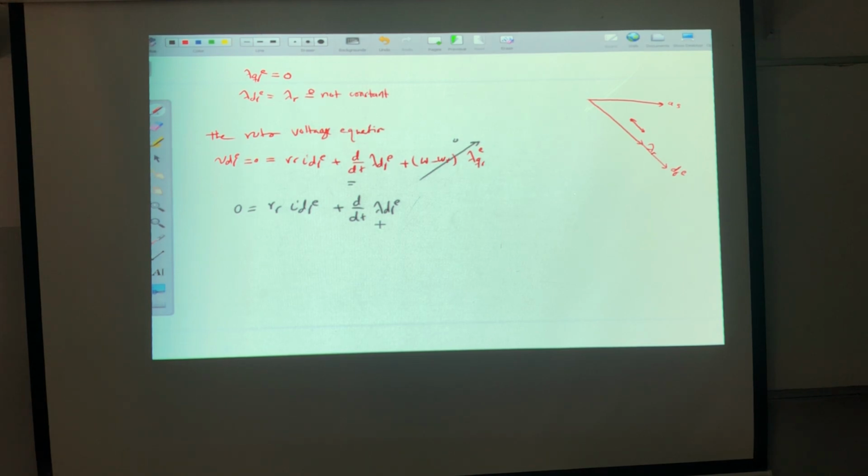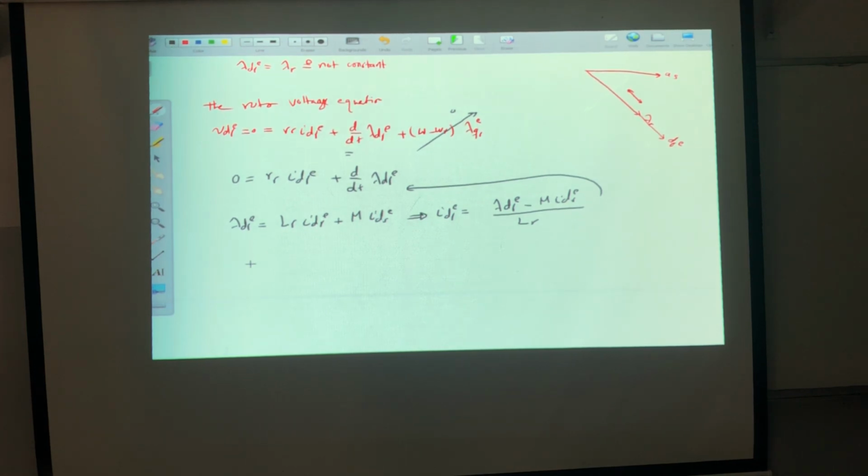Now I need either to substitute lambda DR by IDR, or to substitute IDR by lambda DR. Now lambda DRE was equal to what? LR IDRE plus M IDSE. Correct? So someone will say, instead of IDR, use lambda DRE minus M IDSE over LR and substitute it here. If we do so, what will happen?